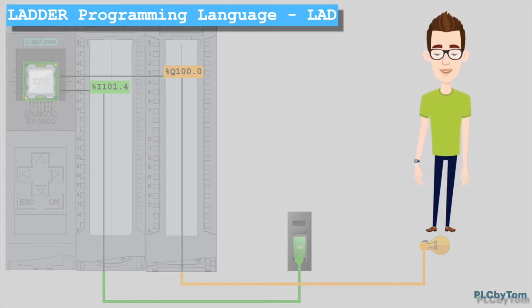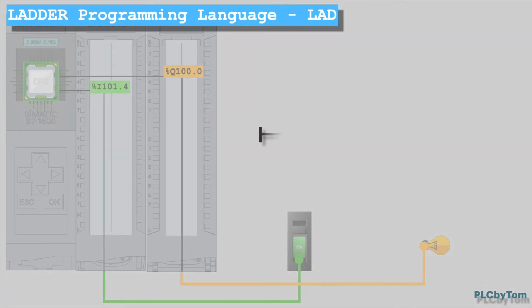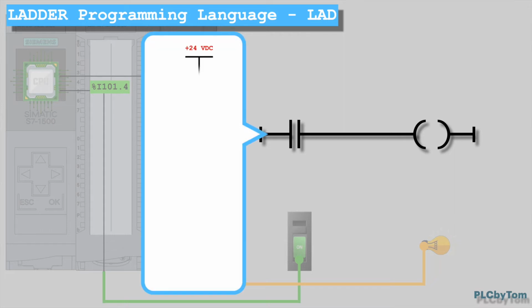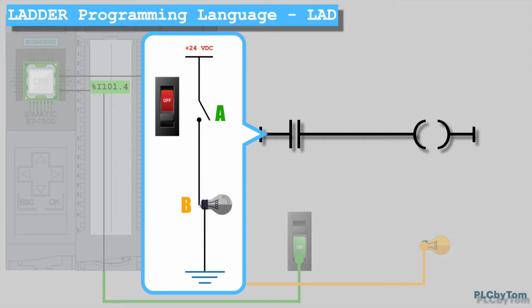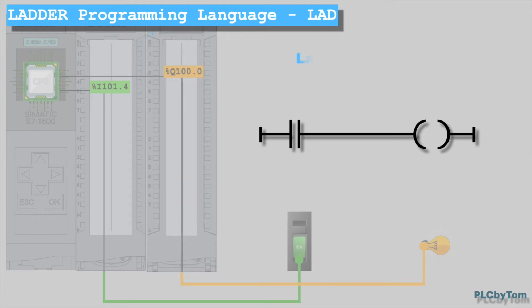Stay with me until the end of this video and you will learn what the ladder programming language is, and how to use it. Ladder diagram programming, also called ladder logic, is a graphical programming language derived from the diagrams used for electromechanical control circuits. Let's look now at one set of ladder instructions.